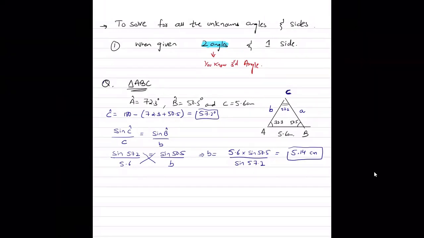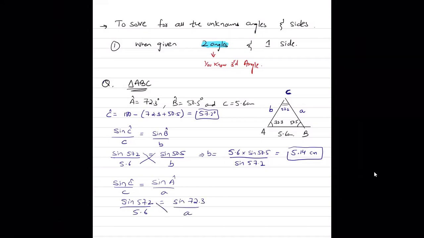What do we have to do first? You can take sine B or sine C also. It's better to take sine C. Sine C upon c is equal to sine A upon small a. So sine of 57.2 upon 5.6 must be equal to sine of angle 72.3 upon the length a. Cross multiply and get me the value of a.